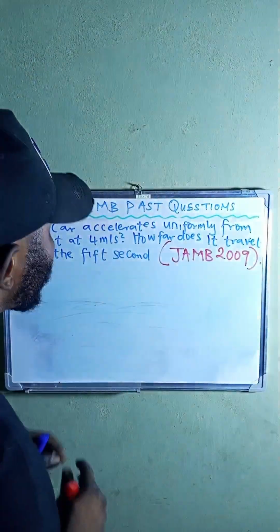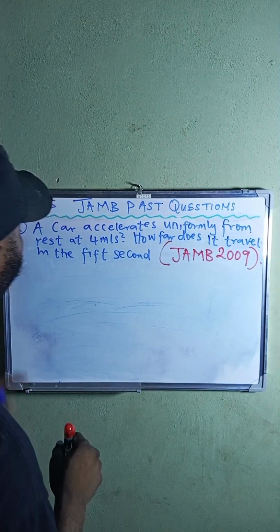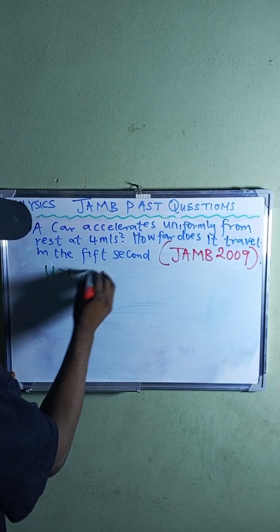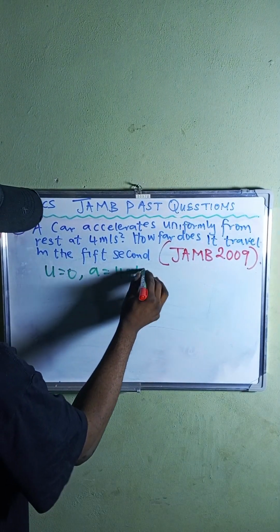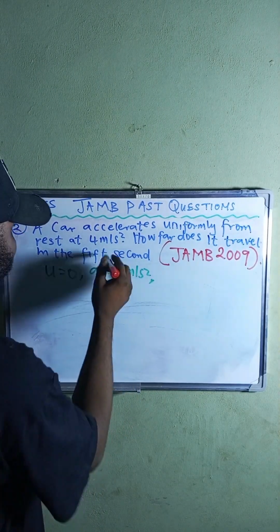Alright, this is another example of a question related to the first one I've solved. Let's look at this together. It said a car accelerates uniformly from rest. So my initial velocity equals 0, at 4 meters per second squared. So acceleration equals 4 meters per second squared. Then how far does it travel in the fifth second?